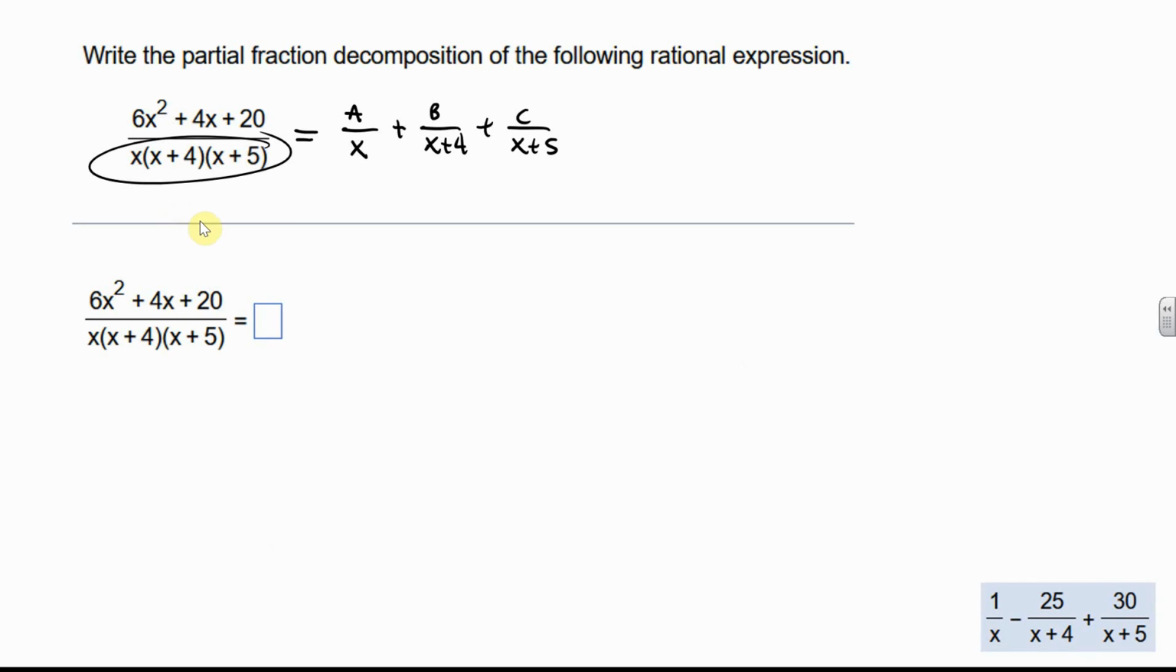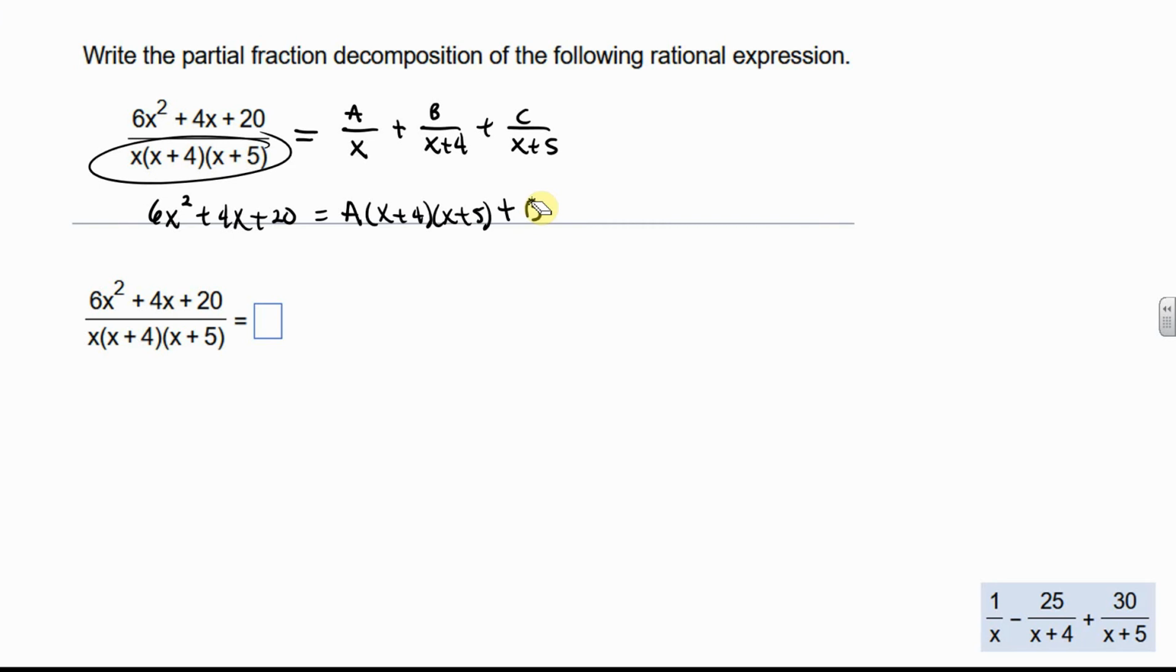So I'm multiplying both sides by the LCD. So I get 6x squared plus 4x plus 20 is equal to, now, when I multiply the LCD times each of these fractions on that right side, it's going to kill that term, that only term that's in the denominator. It's going to leave the other two terms. Are you with me? For each fraction. So for this a over x, it's going to kill the x. All I have left is a times x plus 4 times x plus 5. Does that make sense? You see that? Again, we're multiplying each term by the LCD plus b.